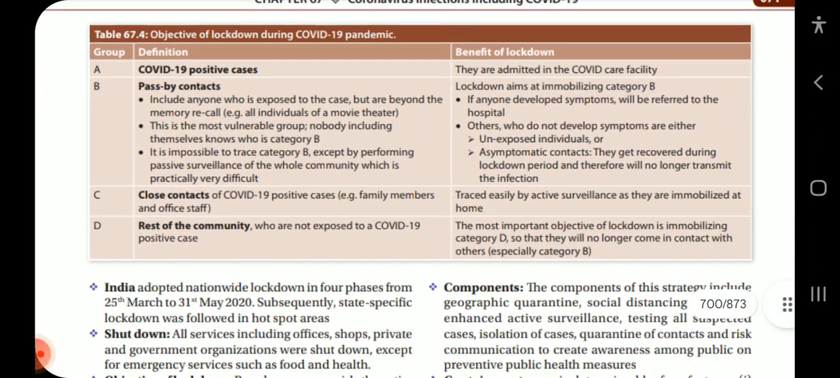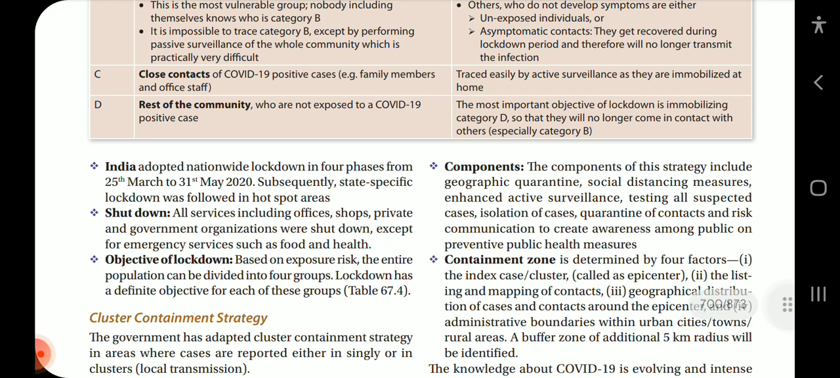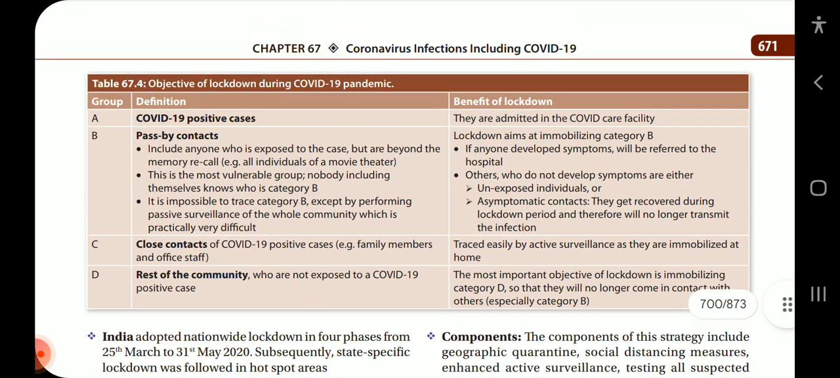India adopted a nationwide lockdown in four phases from 25th March to 31st May. Subsequently, state-specific lockdown was followed in hotspot areas. All services, including offices, shops, and private and government organizations, were shut down, except for emergency services such as food and health. Objective of lockdown: based on exposure risk, the entire population can be divided into four groups. Lockdown has a definitive objective for each of these groups.